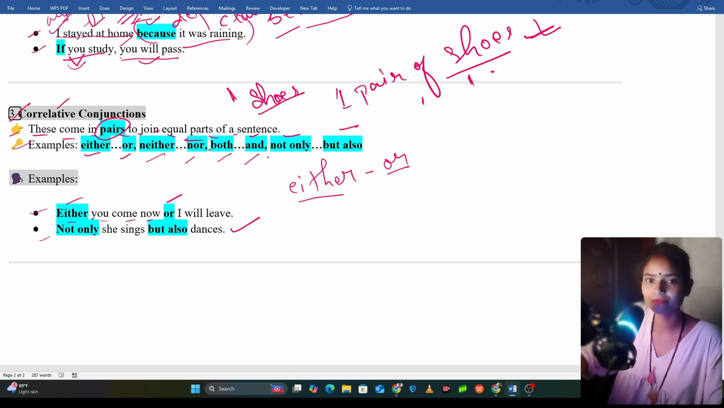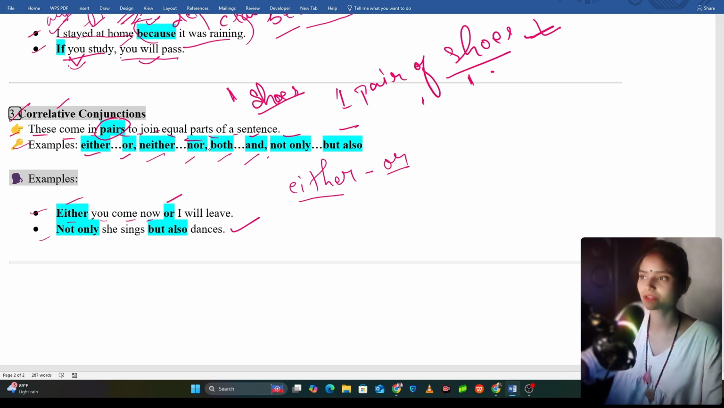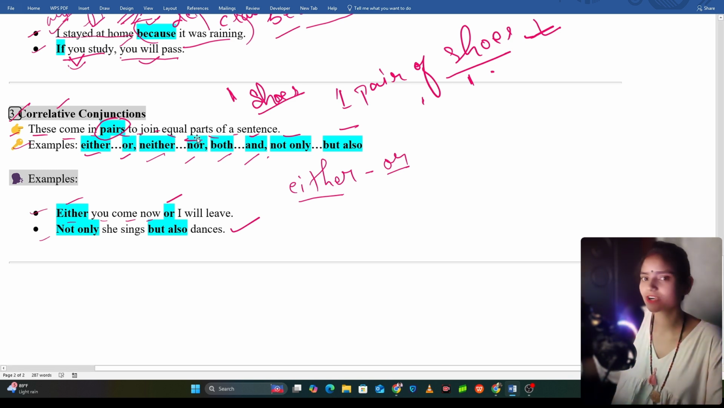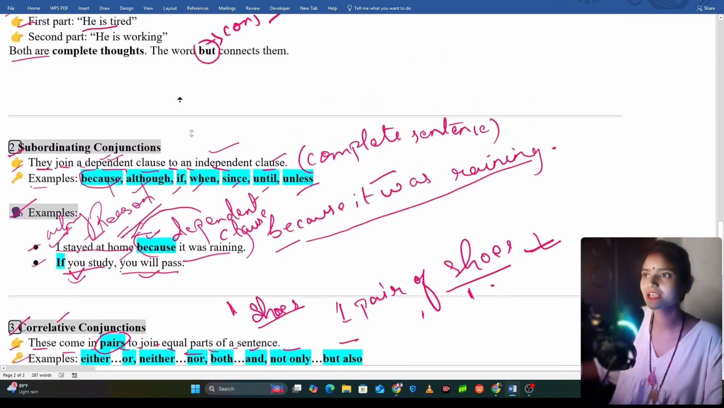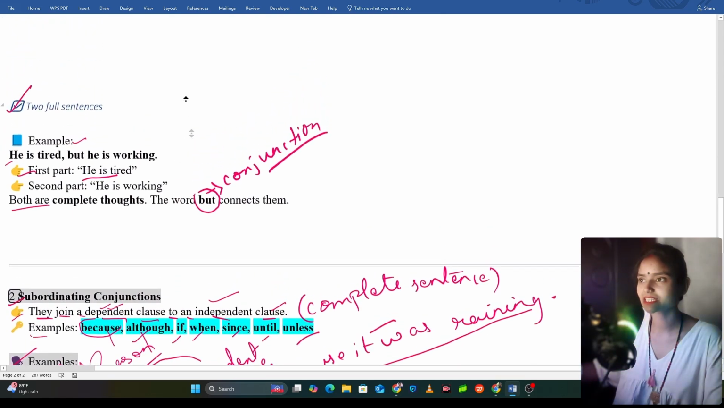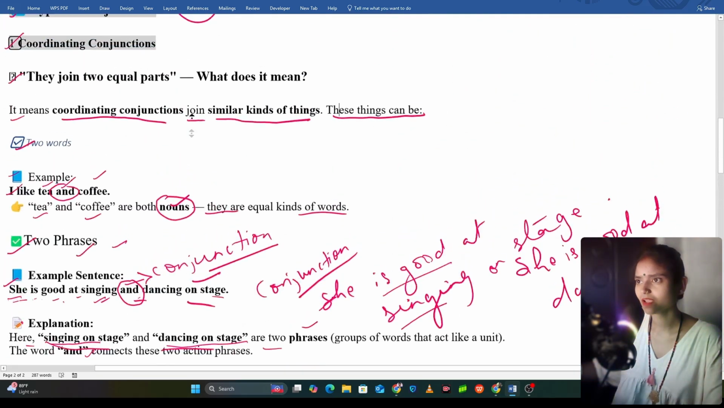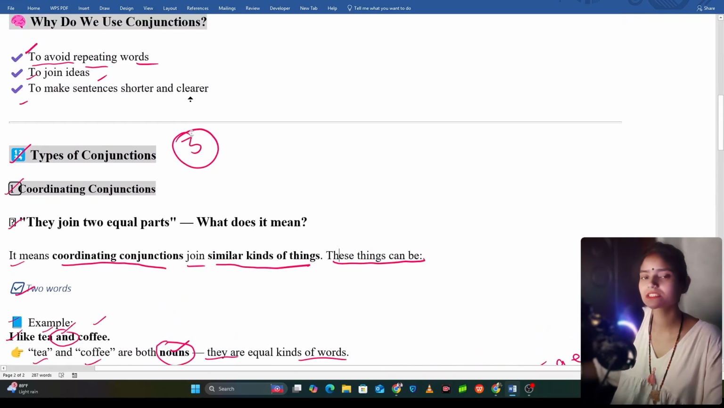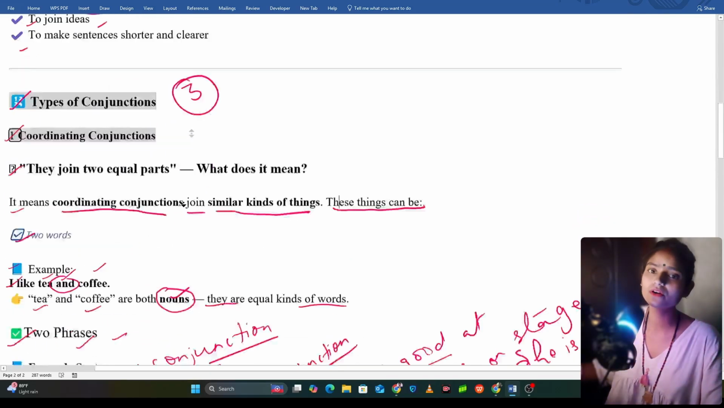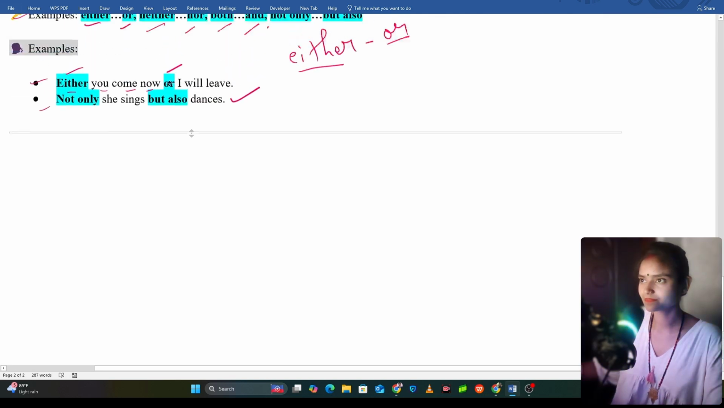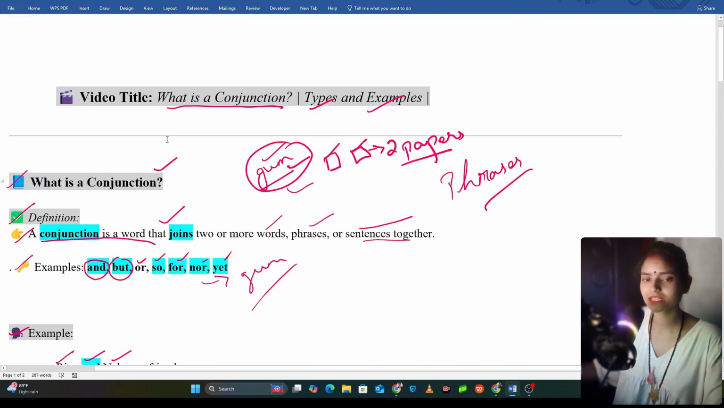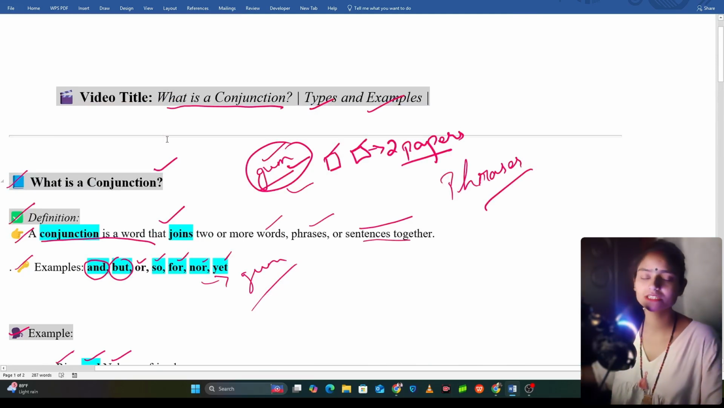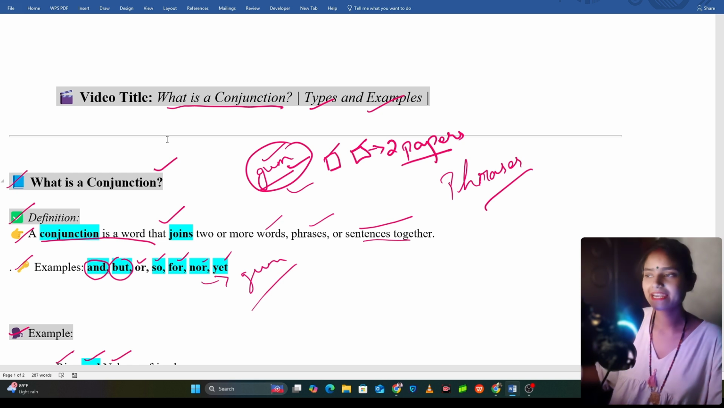So we have learned the conjunction types with examples also. I hope this short explanation helps you understand what conjunction is and its types. In detail, we'll learn the 3 types of conjunction: number 1, coordinating, subordinating and correlative conjunctions. These are the 3 types of conjunction that we are going to learn in the next video.